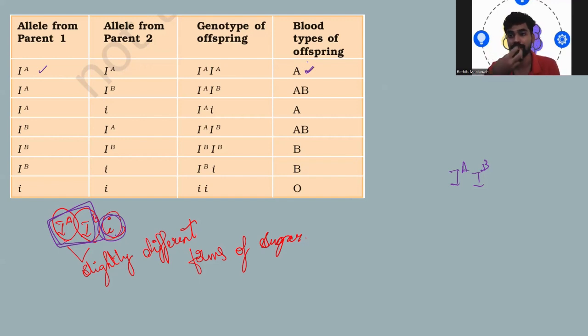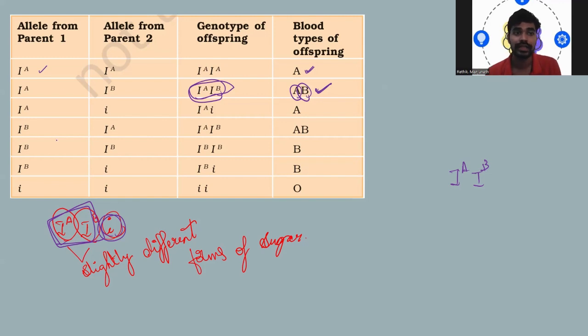But if the allele from parent one is IA, and the allele from parent two is IB, then what happens? Both the alleles are going to express together, not an intermediate, but together, exactly as what the parents consist. So IA and IB are expressed together. And what will be the blood group now? A and B. It has the A character from parent one and the B character from parent two.